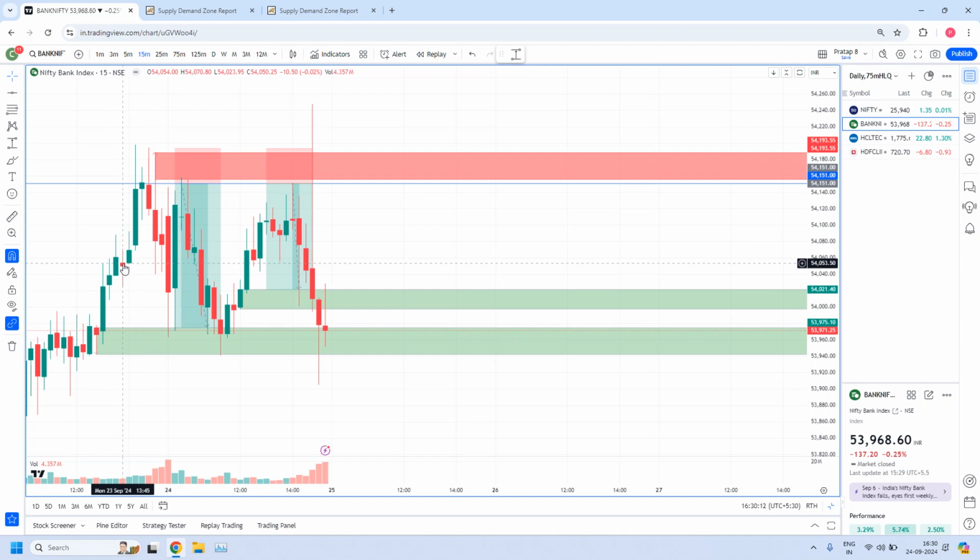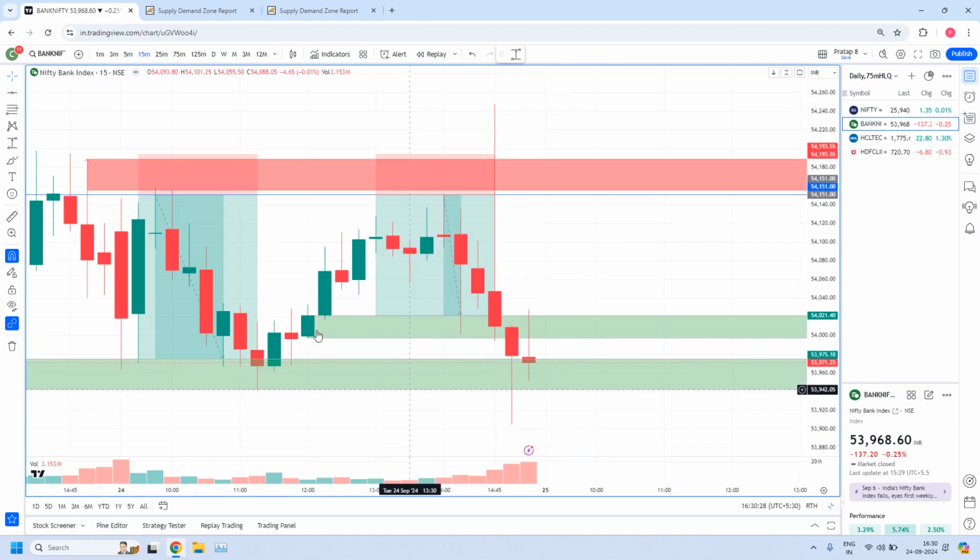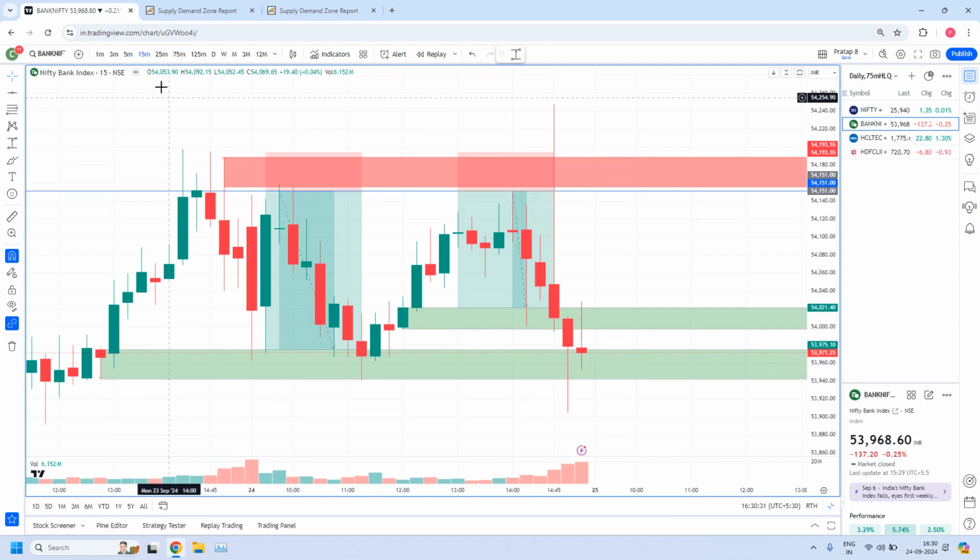This is a base and rally. But these are all gone. It is not a valid zone. This is the only valid 15-minute zone, rally, base, rally. At that time we took the entry, and after that it reached the 15 minutes target. And the trade was completed in just 1 hour, less than 1 hour.